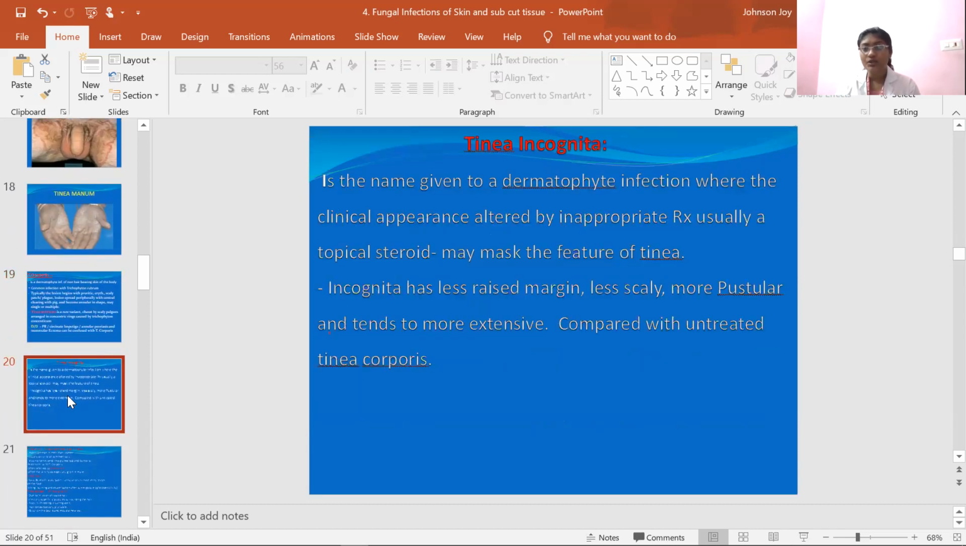Now, tinea incognito. What is tinea incognito? It is the name given to a dermatophytic infection where the typical clinical appearance is altered by inappropriate treatment, usually a topical steroid, because steroids will mask the features of tinea. The mechanism of action of steroid is that it is anti-inflammatory in nature, and it will suppress our immunity so that all the erythema, redness and everything will subside, but it won't actually kill the fungus. Now, tinea incognito has a less raised margin, it is less scaly, it is more pustular and tends to be more extensive compared with untreated tinea corporis.